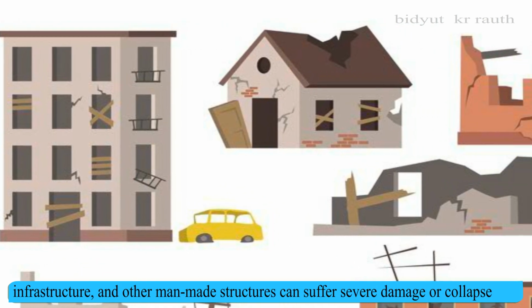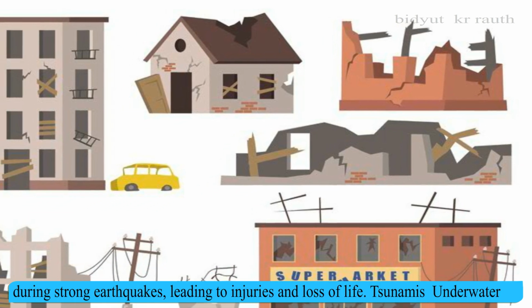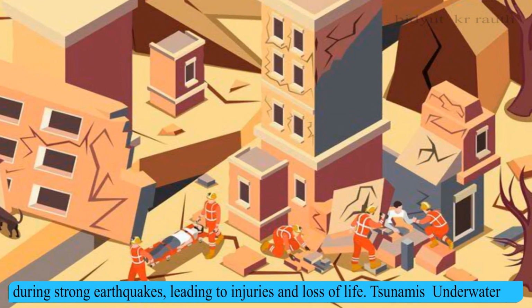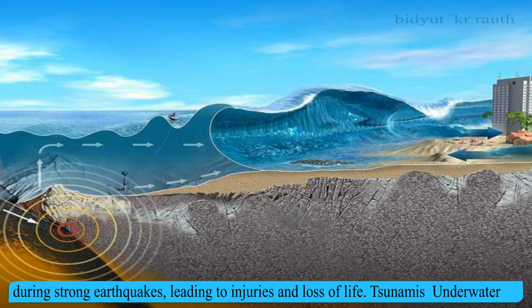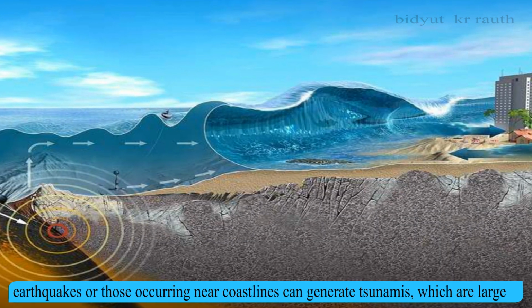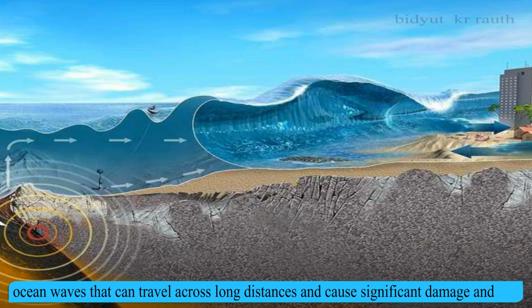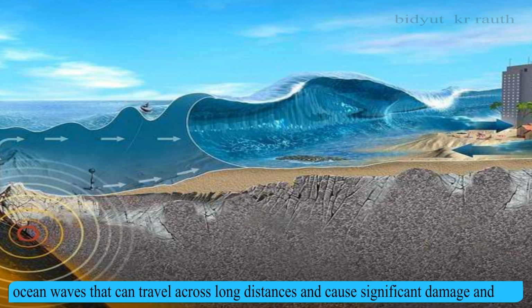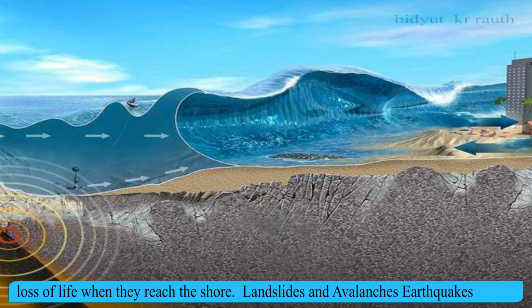C. Structural damage. Buildings, infrastructure, and other man-made structures can suffer severe damage or collapse during strong earthquakes, leading to injuries and loss of life. D. Tsunamis. Underwater earthquakes or those occurring near coastlines can generate tsunamis, which are large ocean waves that can travel across long distances and cause significant damage and loss of life when they reach the shore.